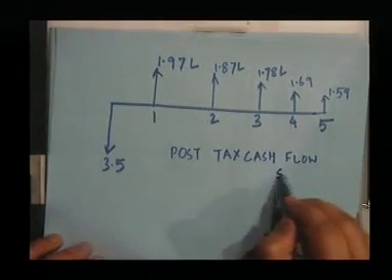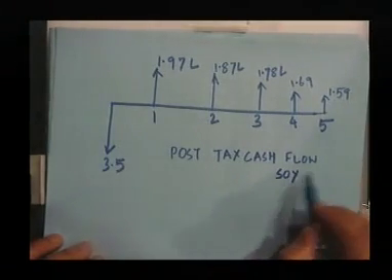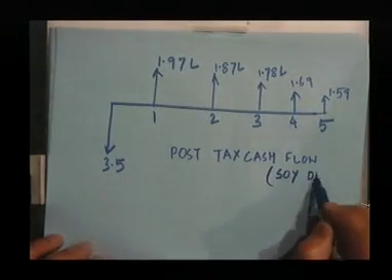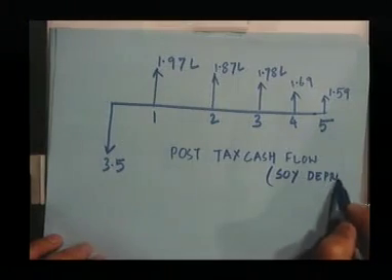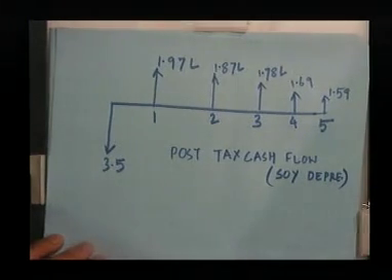Using sum of years digit method, sum of years depreciation method. Is it clear? Now using the third method of depreciation, which is the double declining balance method, the same process will be repeated.